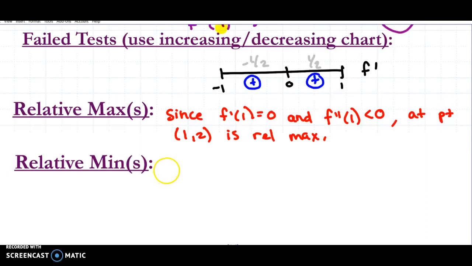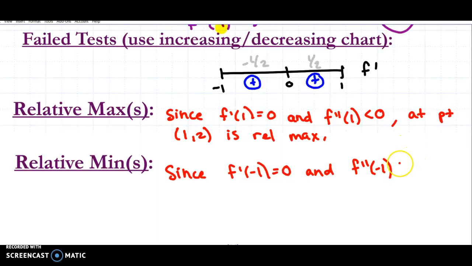Great. For the relative min, since f prime of -1 is equal to 0, again, that's to tell us that it is a critical number, and f double prime of -1 is greater than 0. That's to show us that it is concave up. At the point -1, -2, we would have a relative minimum.